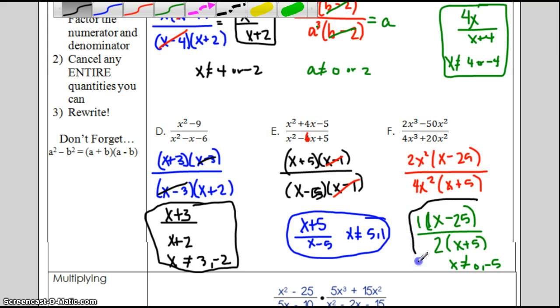And then the last one here is going to be factoring out a GCF. The only thing we can actually simplify are our coefficients here, 2 over 4 to 1/2. The x squareds can cancel. And then we cannot simplify these, so those are left as well. So x cannot equal 0 and x cannot equal -5.